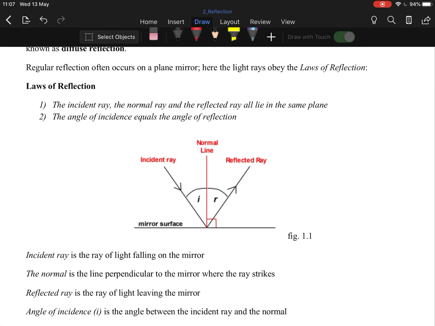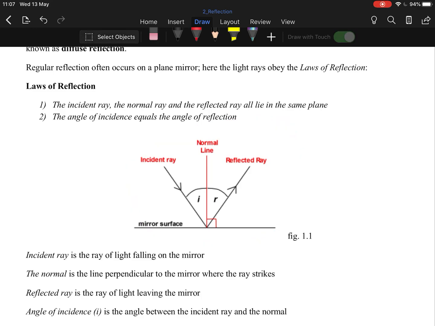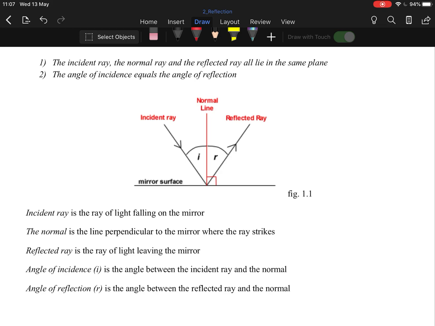The laws of reflection then. The 2 laws are: 1, the incident ray, the normal, and the reflected ray all lie on the same plane. And 2, the angle of incidence equals the angle of reflection. They all lie on the same plane, as you can see in this picture here. That's it, 2 very straightforward laws. Now, you need to understand these words because I'm going to call them the incident ray, the reflected ray, the angle of incidence, the angle of reflection, and the normal line from here on out.